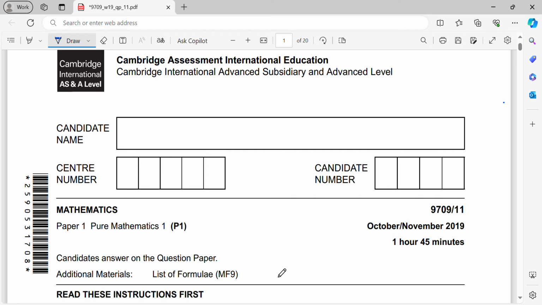This video is to discuss Cambridge International AS and A-Level Mathematics Paper 1, which is Pure Mathematics 1 for October-November 2019, and the code is 9709/11.